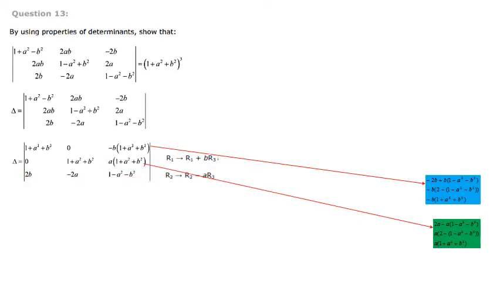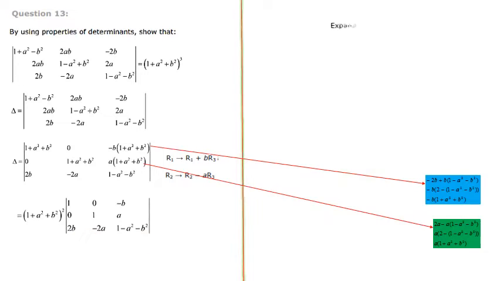R3 remains the same. Next what we have to do is, in the first row there is 1 plus a square plus b square common, and in the second row also 1 plus a square plus b square common. Take it out. When it comes out, 1 plus a square plus b square, the whole square we will get. The balance determinant is here 1, here 0, here it is minus b, again here 0, 1, here it is a. The third row is same, that is 2b, minus 2a, 1 minus a square minus b square as it is. Next we have to go for the calculation part, that is expanding along r1.